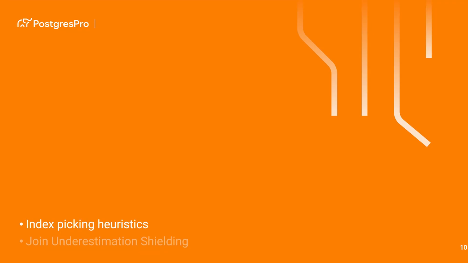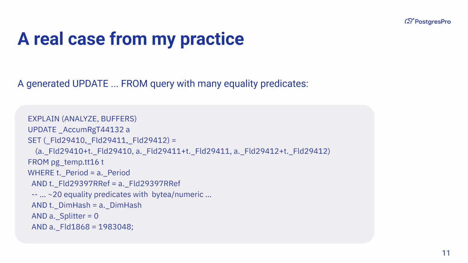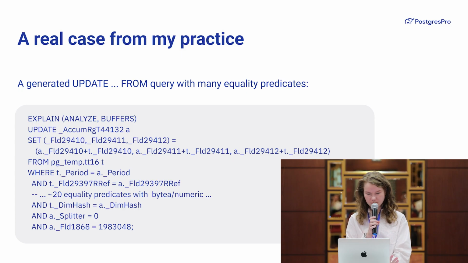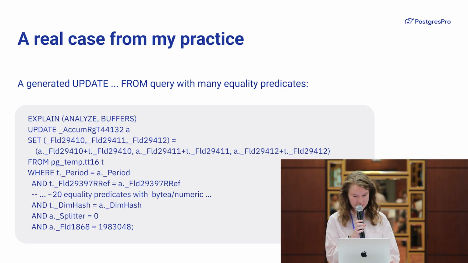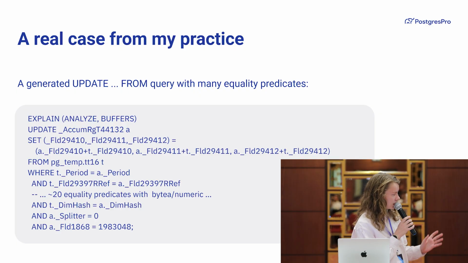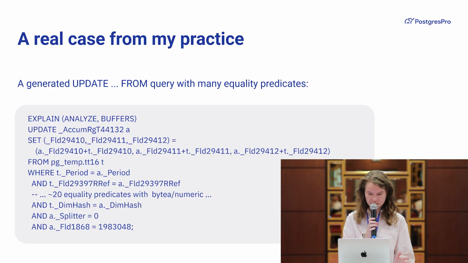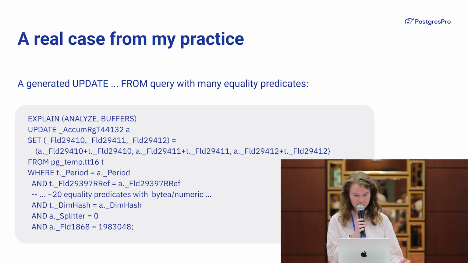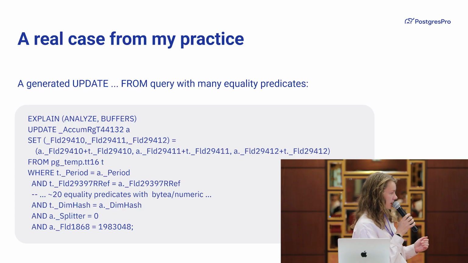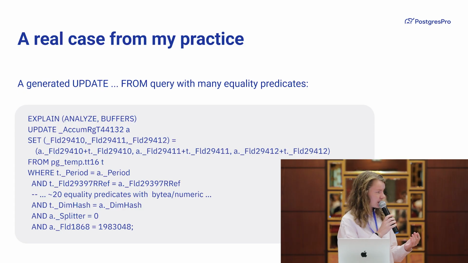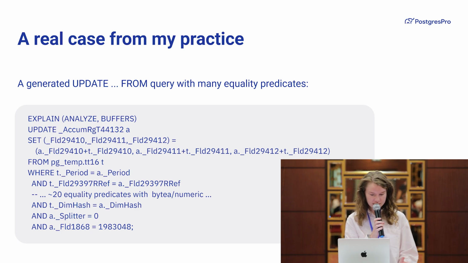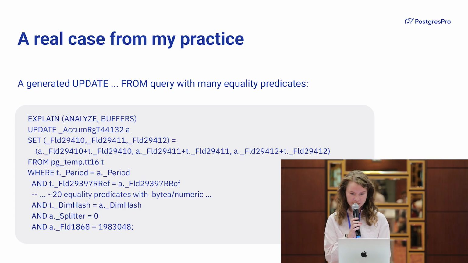So let's go to the first one. It's about index picking. And let's start with a case from my practice. This is a generated update query. And the important part is not the whole query, but the form of this query. It joins two relations using many equality predicates. And the planner has several possible indexes for the inner side of the join, but because there are many predicates, the estimates become very small and different index paths start to look almost equally good. And in the next slide, we will see what it looks like in the execution plan.